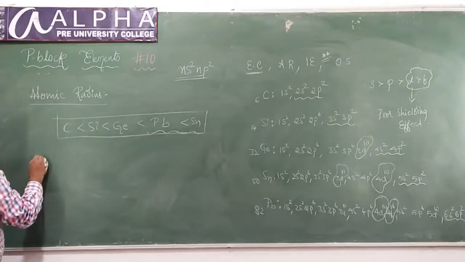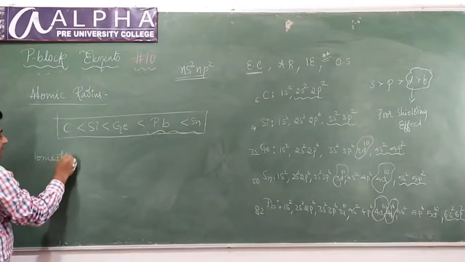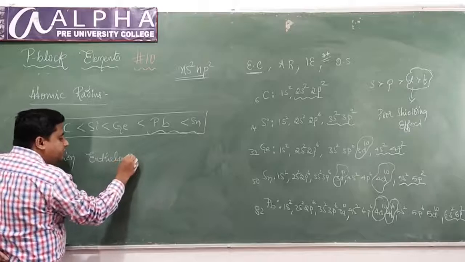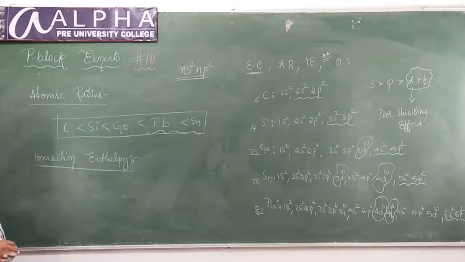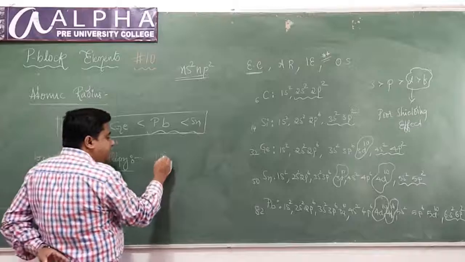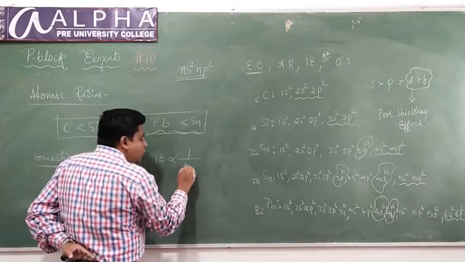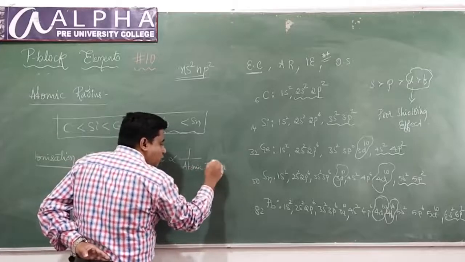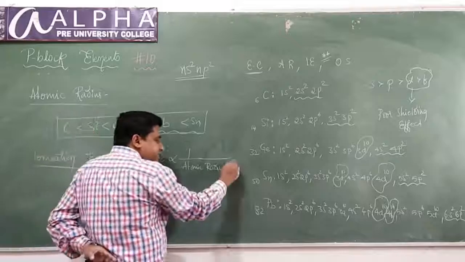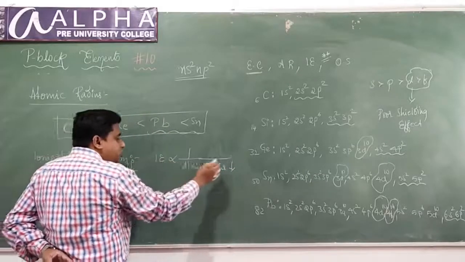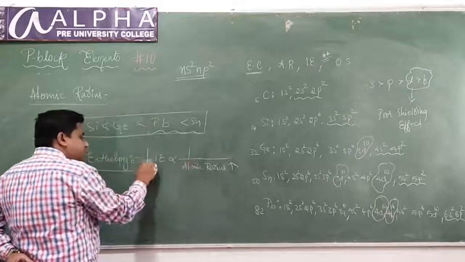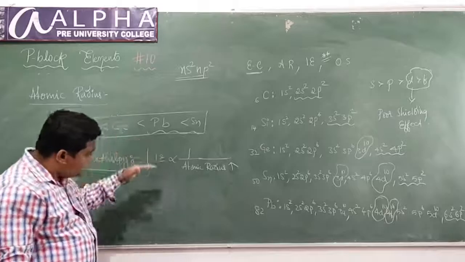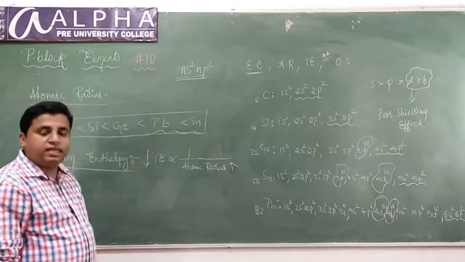Next phenomenon: ionization enthalpy. We know ionization enthalpy is inversely proportional to atomic size or atomic radius. Correct? As the atomic radius increases, ionization enthalpy decreases. Is that correct or not?